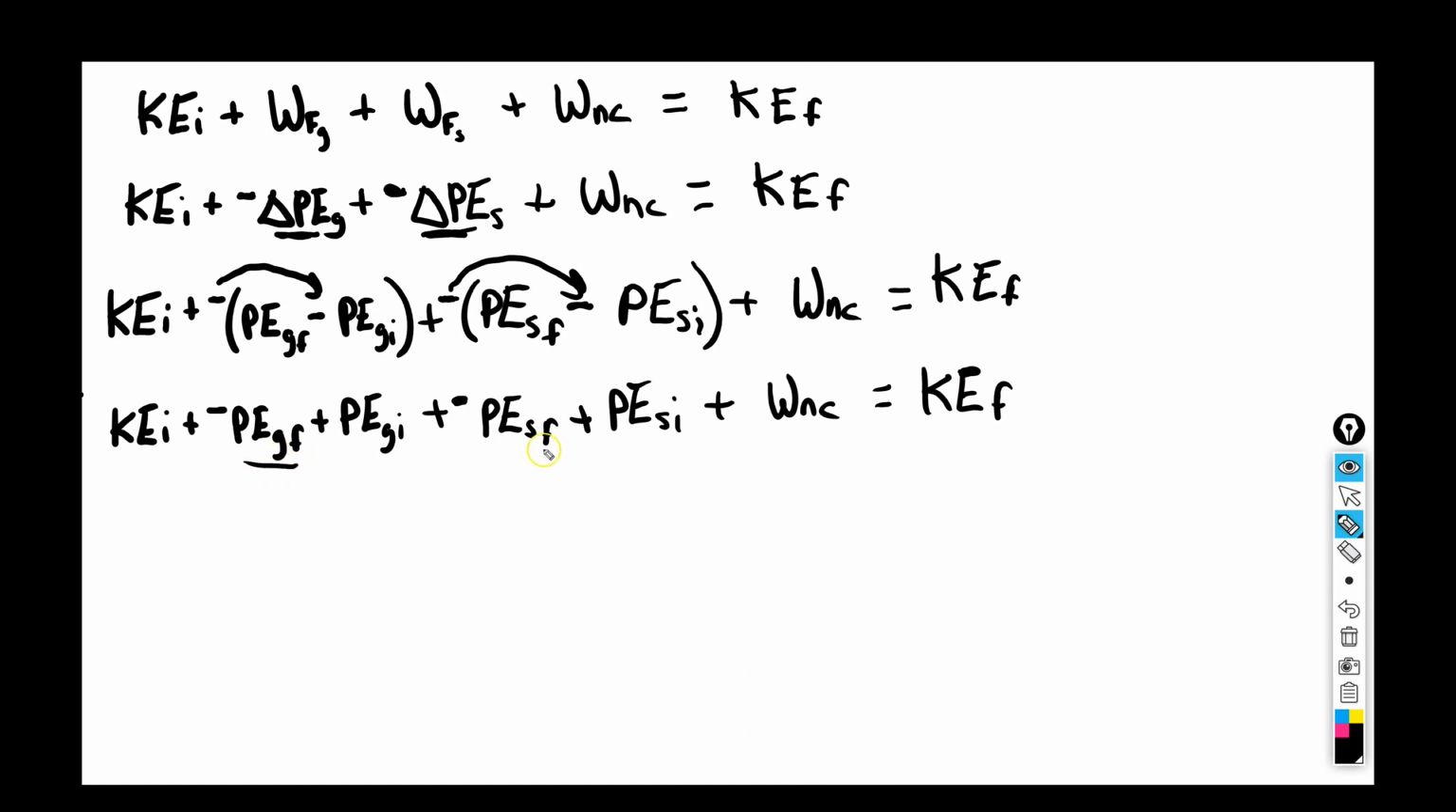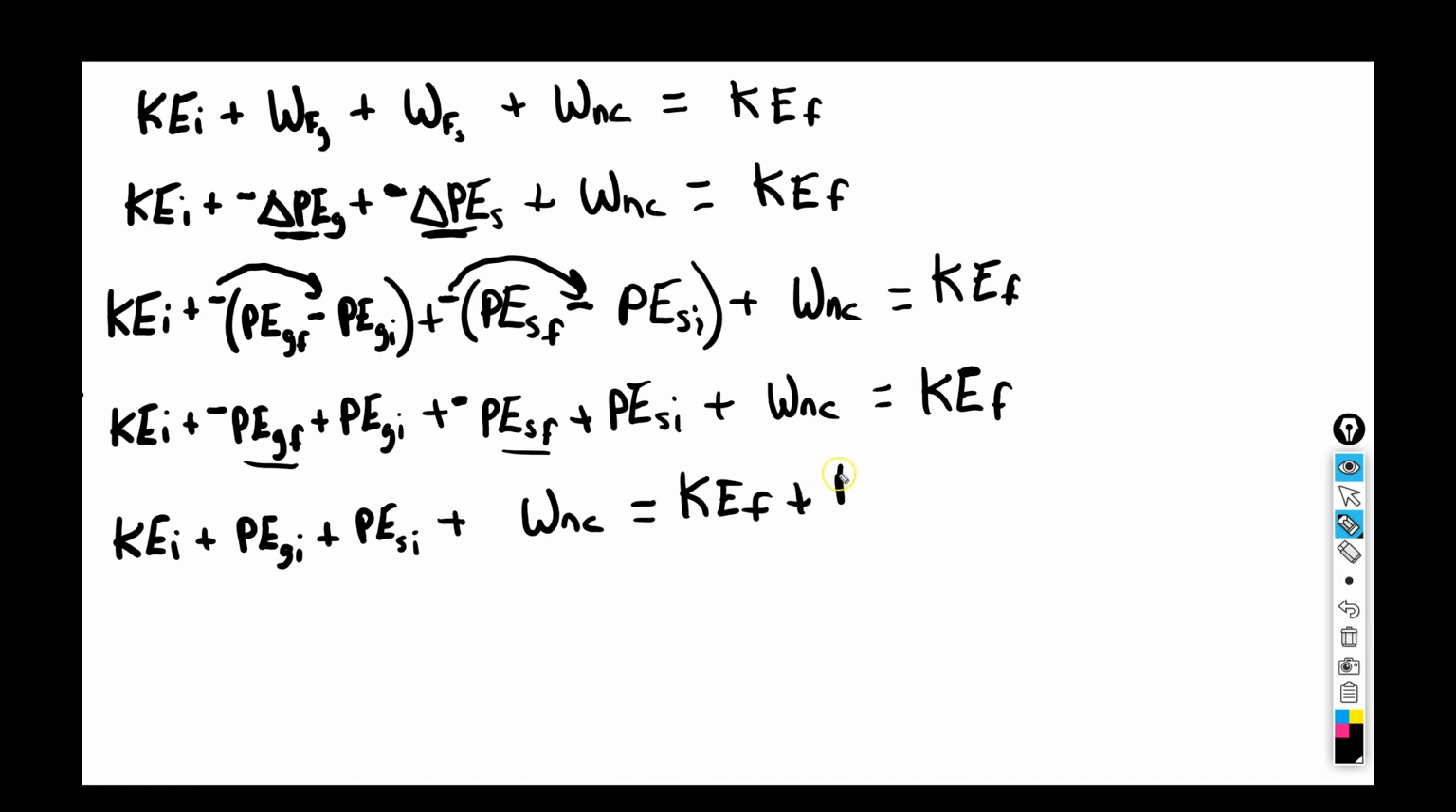And then when I slide and add these two terms over to the right hand side, I end up with the initial kinetic energy plus the initial gravitational potential energy plus the initial elastic potential energy plus the non-conservative work done equals the final kinetic energy plus the final gravitational potential energy plus the final elastic potential energy.